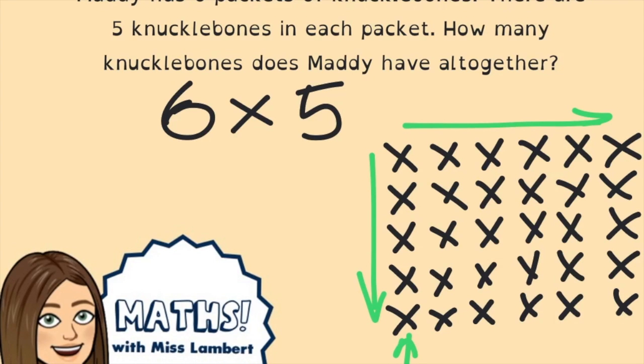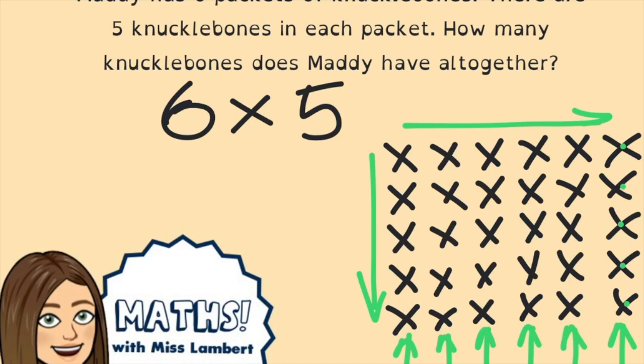I've got 1 group, 2 groups, 3 groups, 4 groups, 5 groups, 6 groups, and there's 1, 2, 3, 4, 5 in each. So I can skip count in 5s to help me figure out how many knuckle bones Maddie has. She's got 5, 10, 15, 20, 25, 30.